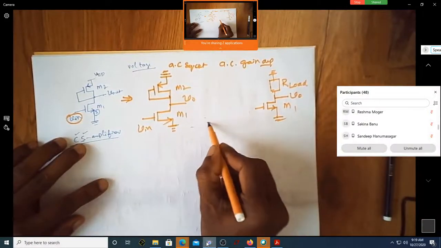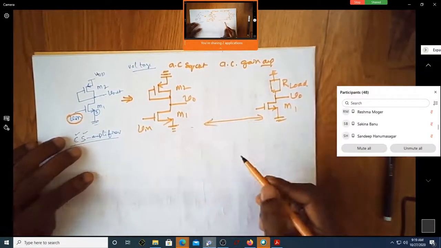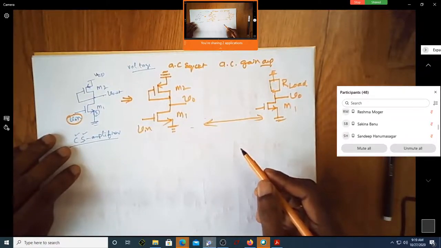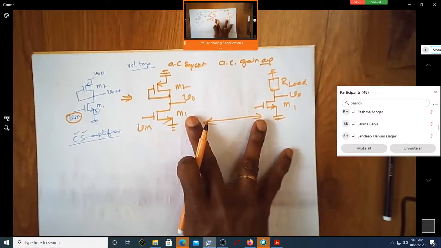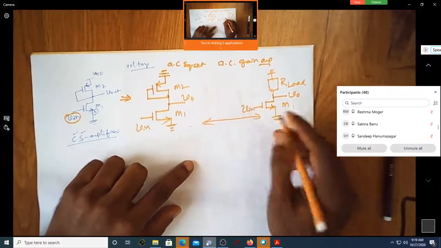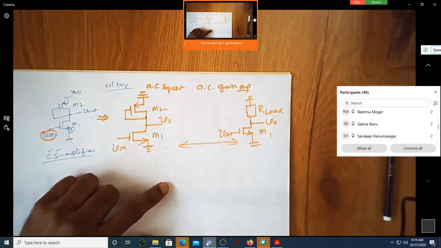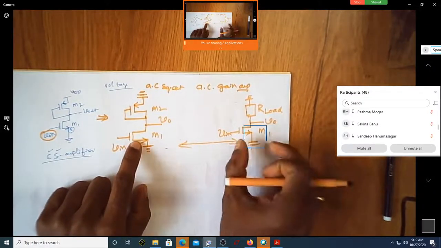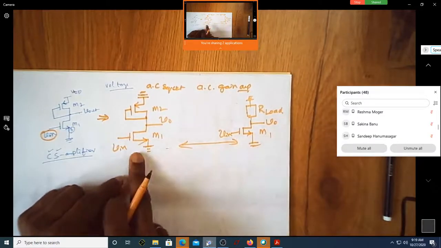Is there any similarity between these two? Is there any similarity between this circuit and this circuit? Because this is what we know, this is what is given.